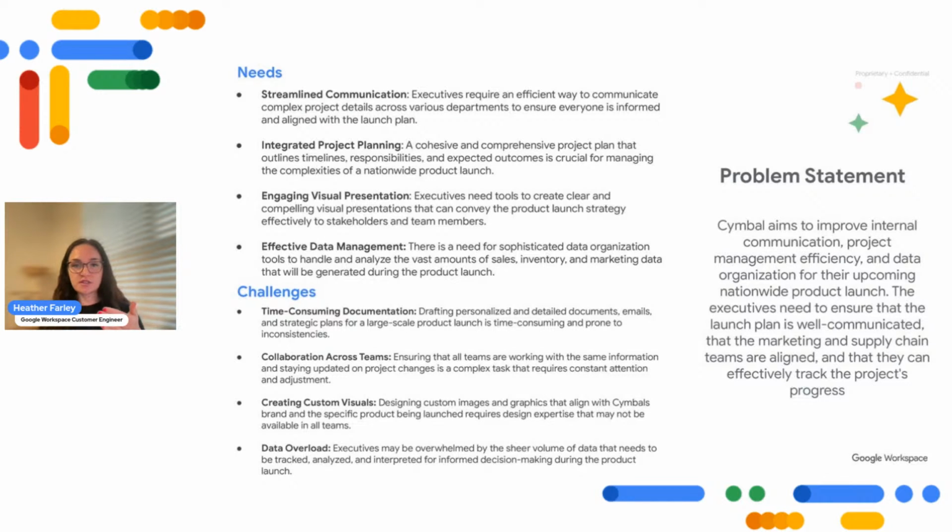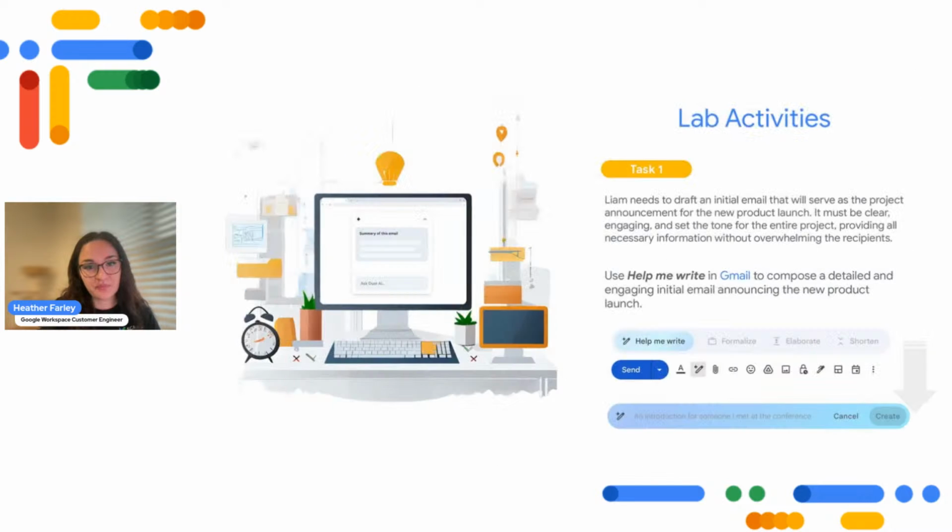And the challenges that Liam and Symbol face is that they are confronted with time-consuming documentation. They need to figure out a way to adequately collaborate across teams. They have a lot of stakeholders in their organization, and they need to ensure that they're engaging the right parties at the right time. They, of course, need to create those custom visuals, and they need to ensure that they're working with all of the data that is available to them, and not just working with all the data that's available to them, but optimizing the data that's available to them.